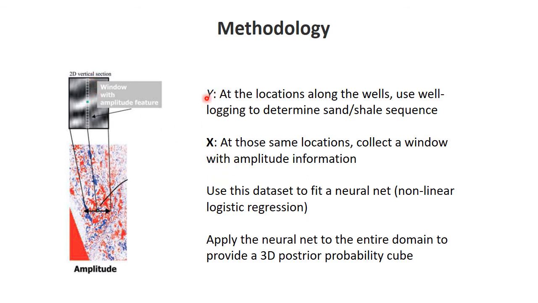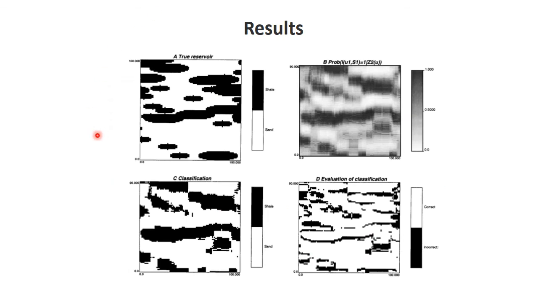And so the idea is then to build a regression model such that when I have that regression model, I can apply it elsewhere in the system where I don't have wells. And so I can predict the posterior probability of having sand. So in this case, we'll use that neural network model. And so this is then what we get. So here we see the true reservoir, and here we see that posterior probability as estimated through the neural network.